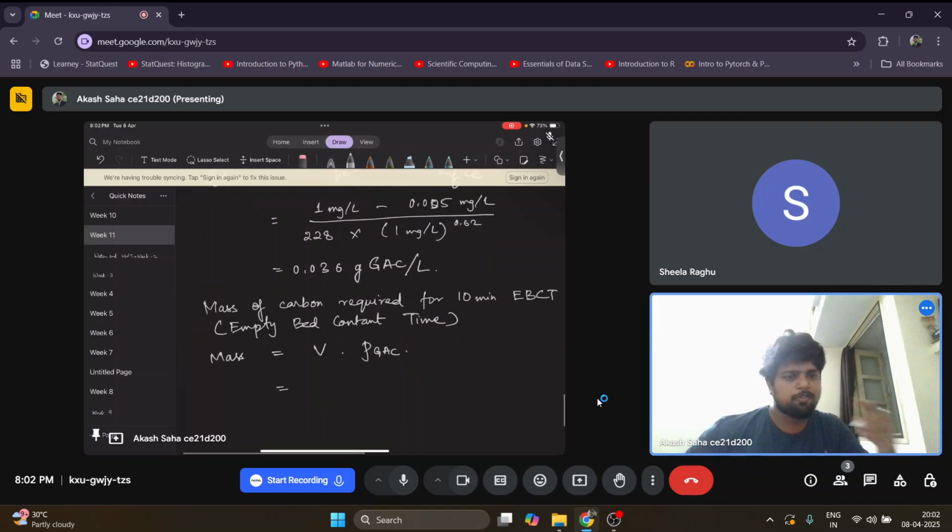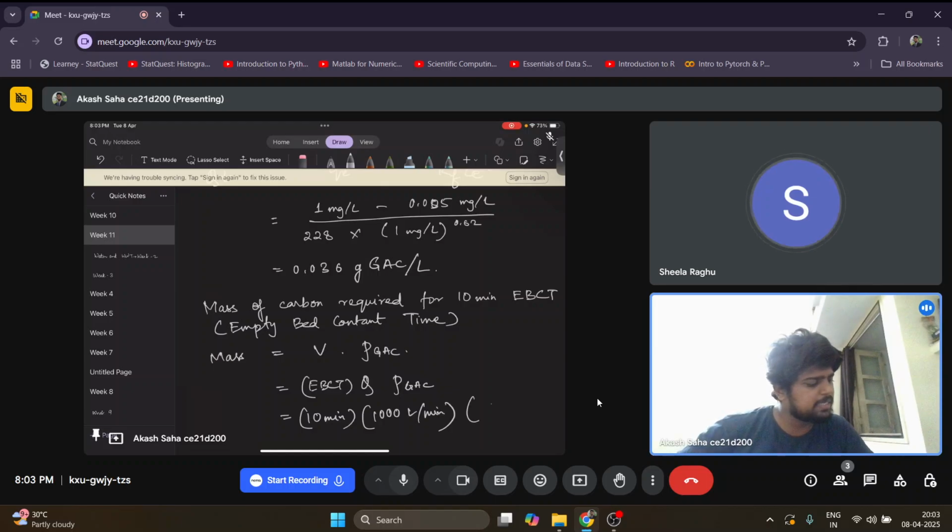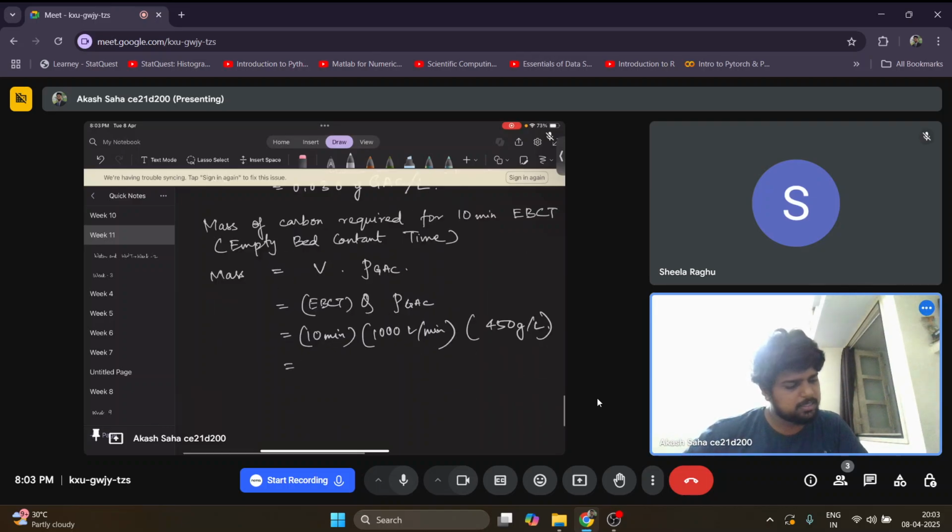So what is volume? Volume is nothing but time into discharge. So time here is nothing but the EBCT into the discharge into the density of GAC. So EBCT is around 10 minutes. Okay, then Q is given as 1000 liter per minute, and then density is 450 gram per liter. So we'll get the carbon required. The mass of carbon required will be equal to 4.5 into 10 to the power 6 grams. So we got the mass.